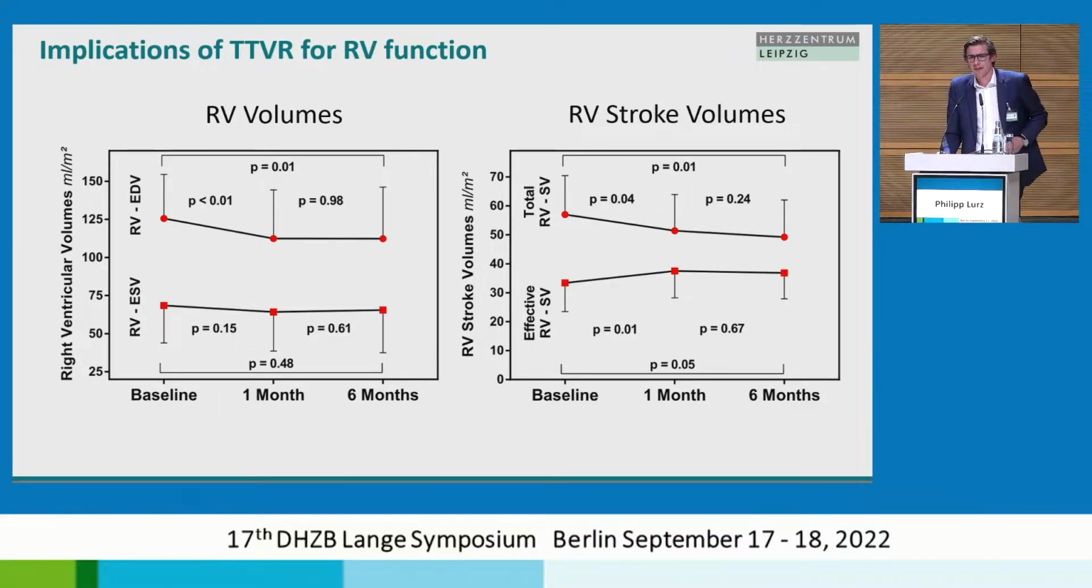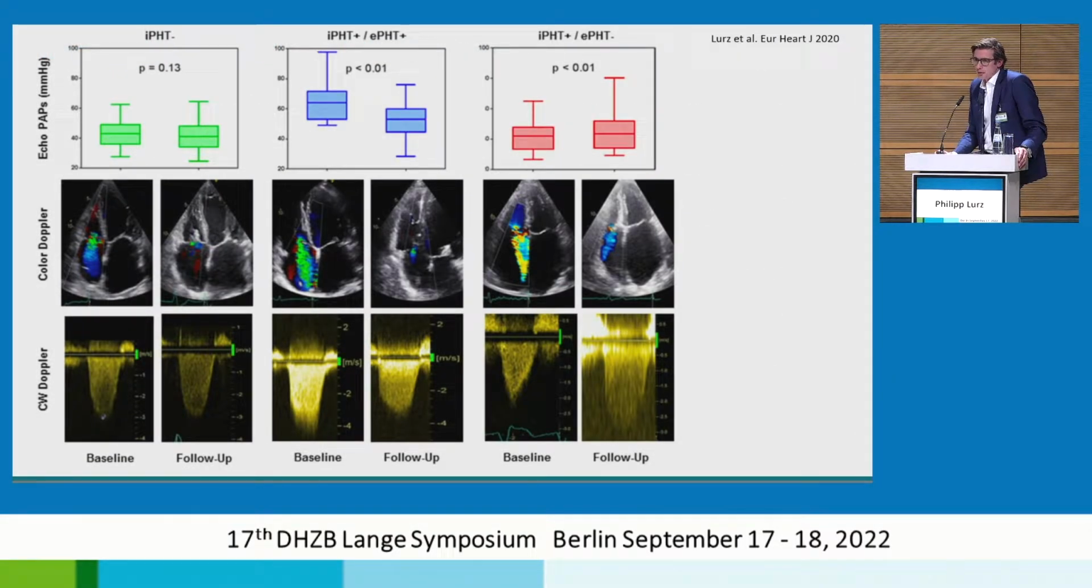Some of these changes are very similar to what we see when we treat pulmonary regurgitation. Right ventricular stroke volume, as a total stroke volume, gets less because we get rid of the regurgitant volume, which before went into the right atrium, but the effective right ventricular stroke volume, so what's actually ejected into the pulmonary artery, increases. So it is true, there's now more blood going into the pulmonary artery. What does it mean for right ventricular pressures?